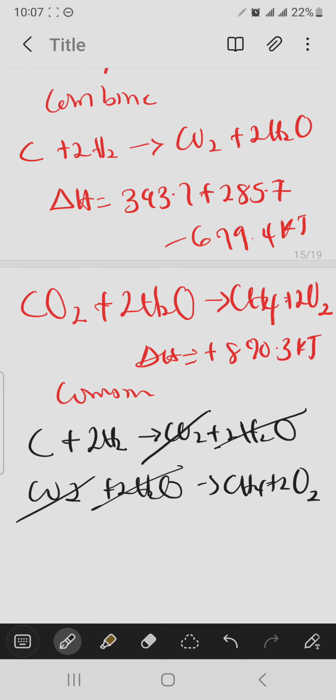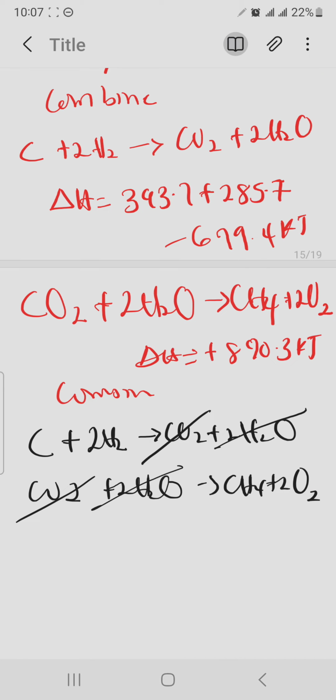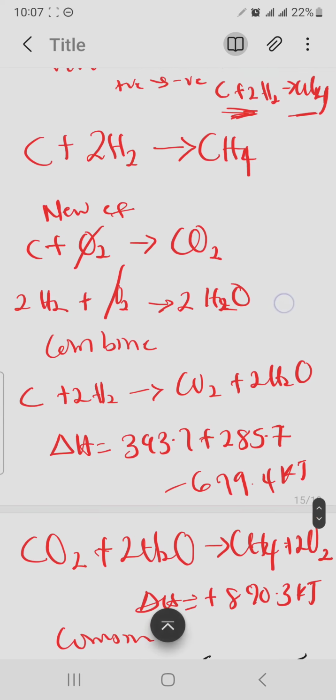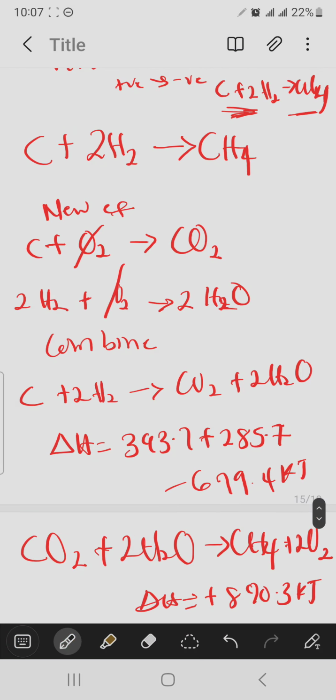Oh, I have 2H2O here. Another mistake I did. God. The mistake I did here, let me explain. Yes, I did the mistake. It was because I paused the video before, because some people were making noise. Here, this one and this one, when I combine them together, I will not cancel them. It's a mistake on my part.